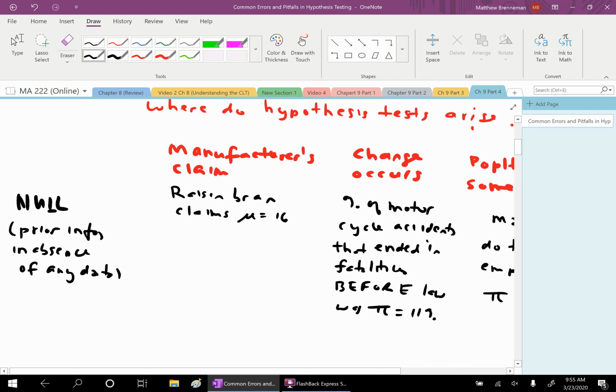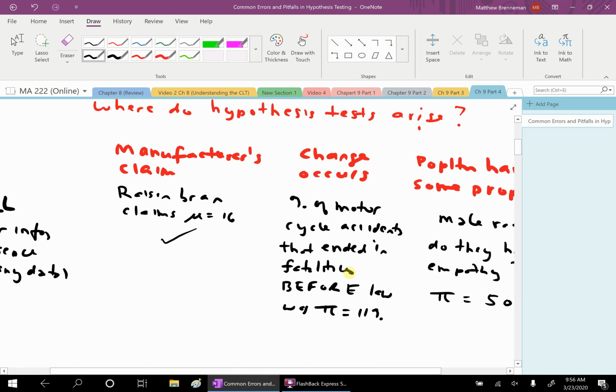So for example, with a manufacturer's claim, Raisin Bran claims they have an average of 16 ounces in their box. If we didn't have any evidence to the contrary, we would believe that. Nobody goes home and weighs their boxes of cereal, right? So this is kind of the default belief. If you didn't produce evidence to show that Raisin Bran didn't meet this claim, I would assume they did, and we do every day. The same sort of thing here, right?